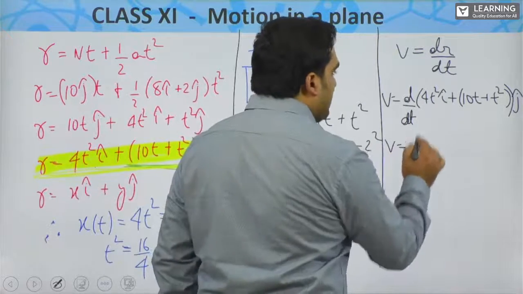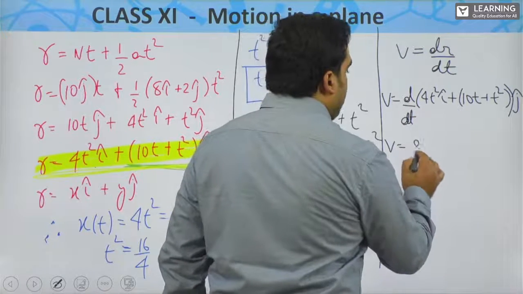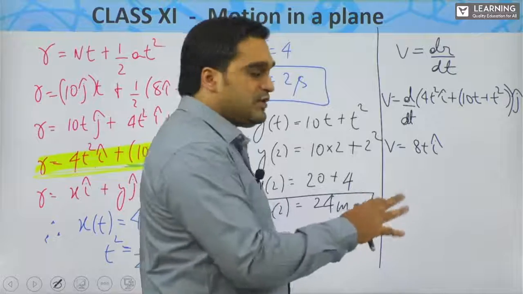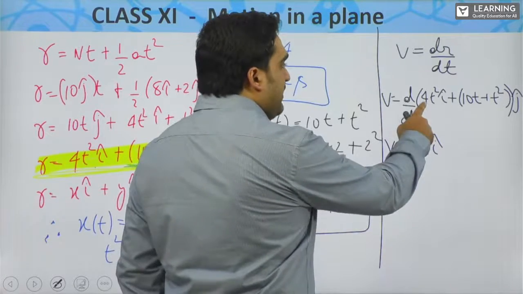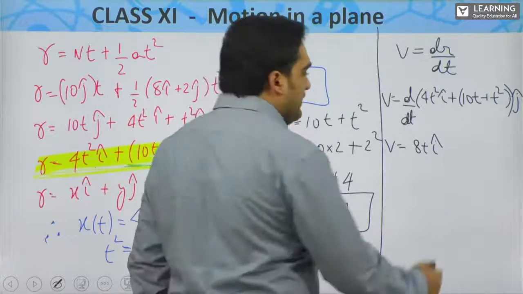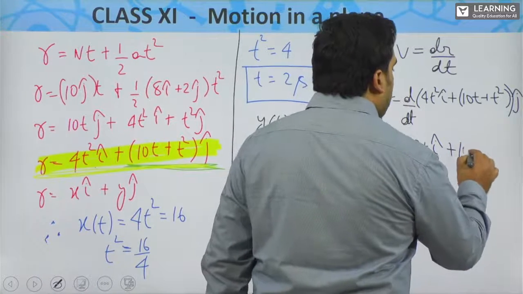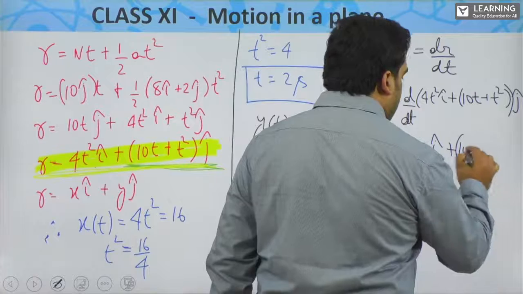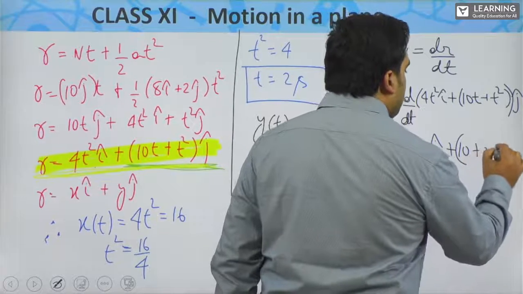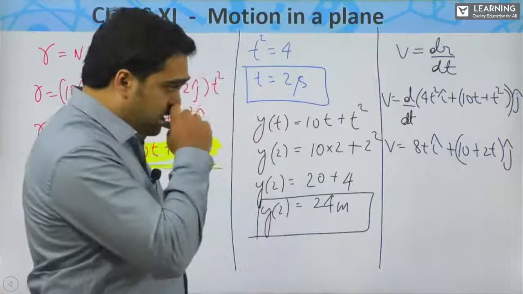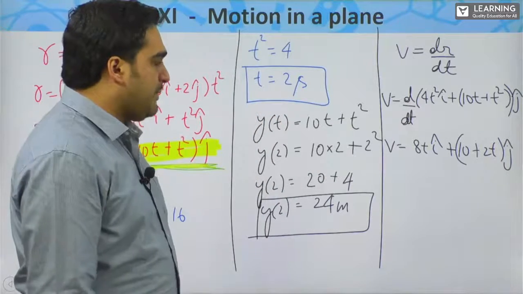So v is equal to, so you get 8t i cap. So I'm helping you with the differentiation. Once you multiply that 4t square, you get 8t i cap plus 10 plus 2t j cap. Okay, 10 plus 2t j cap.